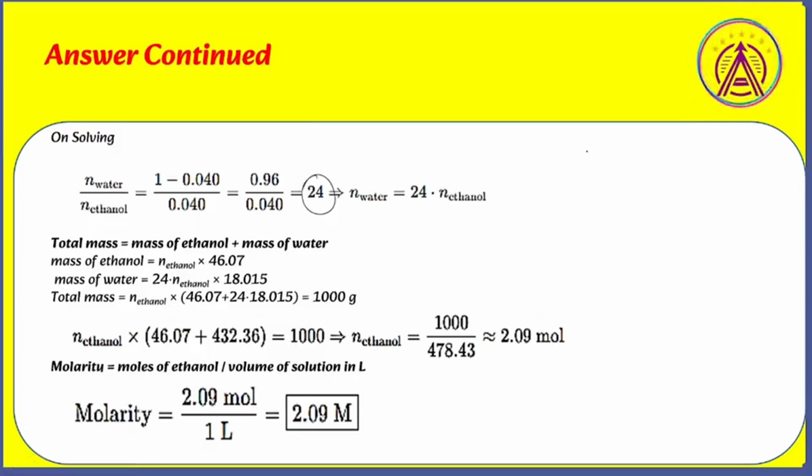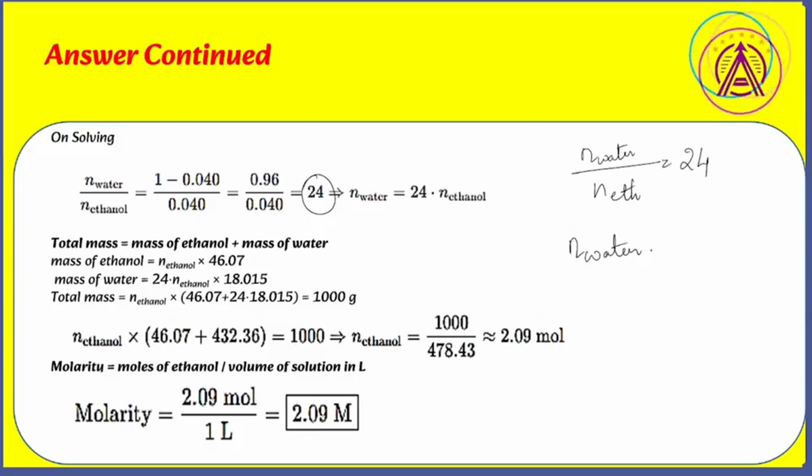Okay, so what have I got? Moles of water by moles of ethanol is nothing but 24. Now how can I find moles of water? What does this relation tell? The ratio of both of them is 24. Or I can write it as moles of water is nothing but 24 times moles of ethanol.